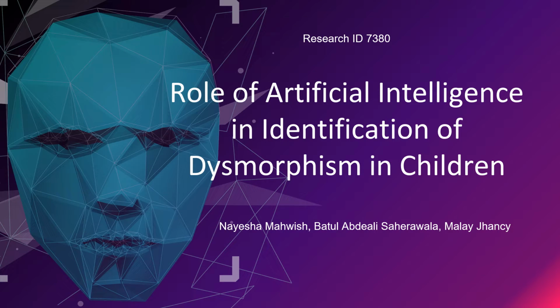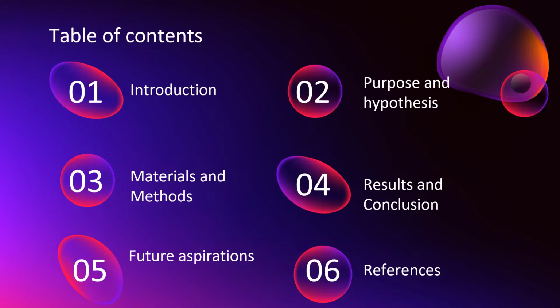I will be talking about the role of artificial intelligence in identification of dysmorphism in children. How is our presentation structured? First, we'll look at the introduction. Then, we'll move on to the purpose and hypothesis, followed by the materials and methods. Then, we'll have a short discussion about the results and conclusion, following which we'll look at the future aspirations and have a brief look at the references.